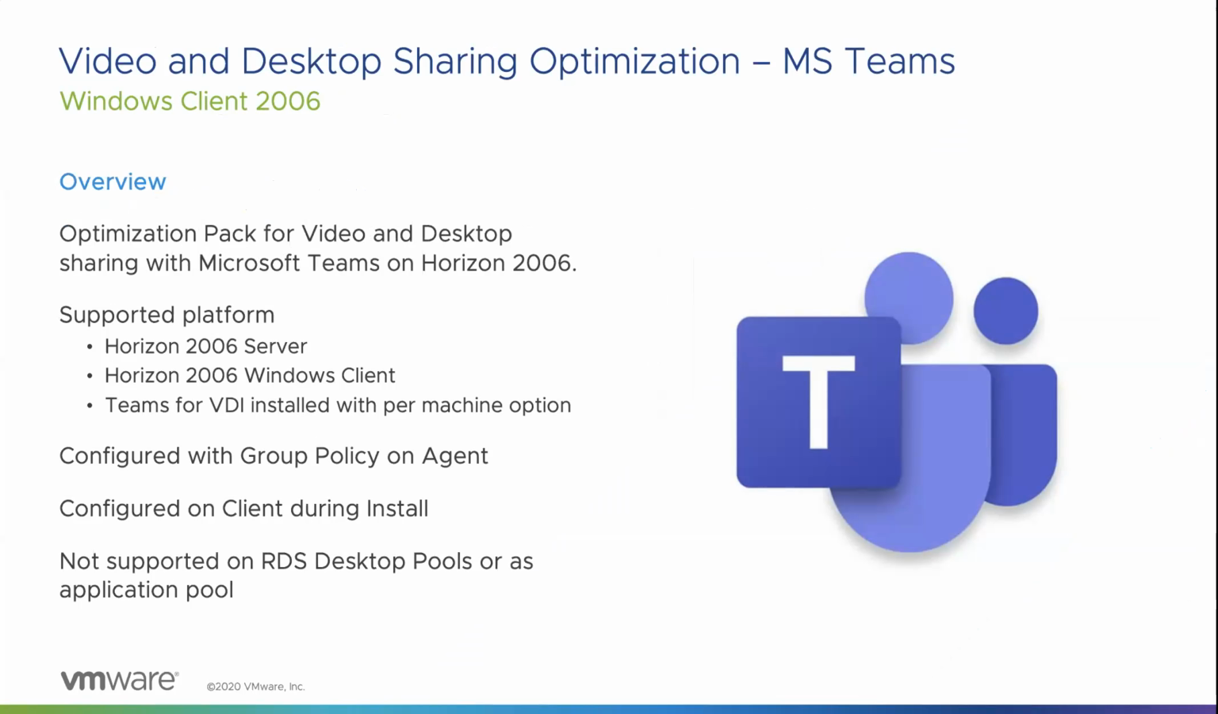So the supported platform is Horizon 8.20.6 server, Horizon 8.20.6 Windows client. It's only the Windows client this time. And Teams for VDI has to be installed with the per machine option. As of Horizon 8.20.6, not supported on RDSH desktop pools or as an application pool. And we'll talk about how that changes in Horizon 7.13 in a bit.